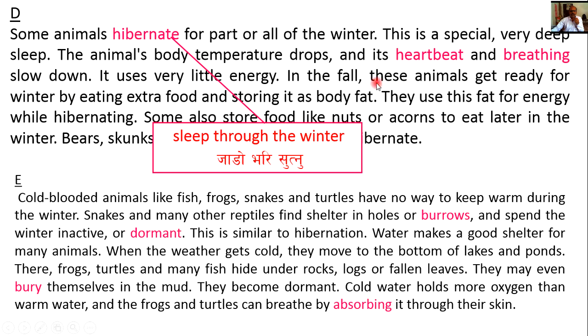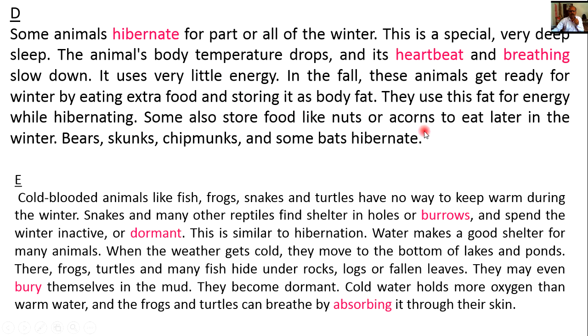In the fall, these animals get ready for winter by eating extra food and storing it as body fat. बडीमा जुन फ्याट हुन्छ त्यसैबाट उसले बाँचिरहेको हुन्छ विन्टरमा पनि, त्यही खाना हुन्छ उसको. They use this fat for energy while hibernating. Some also store food like nuts or acorns to eat later in the winter. Bears, skunks, chipmunks, and some bats hibernate.